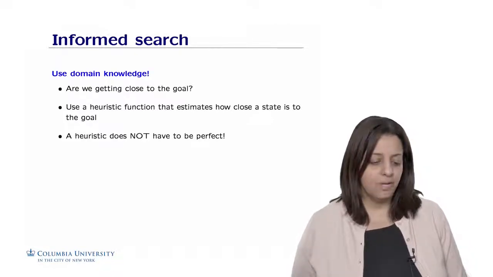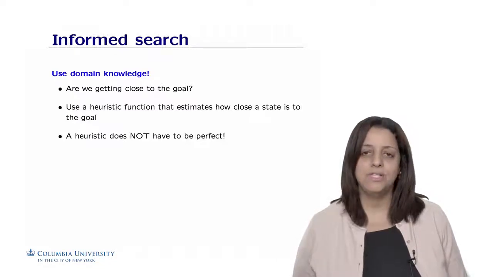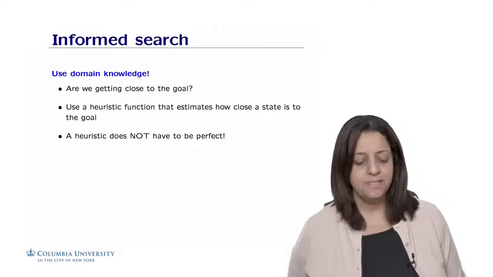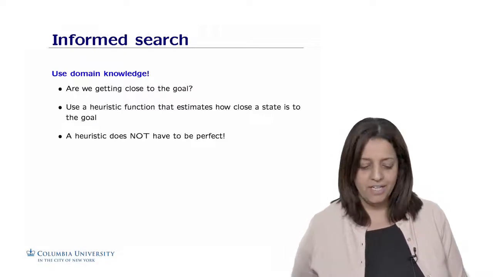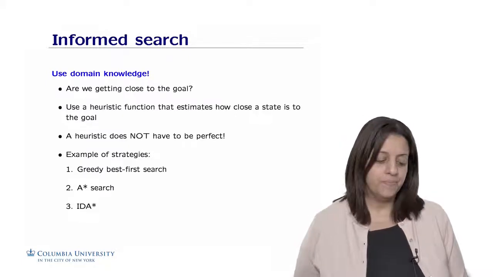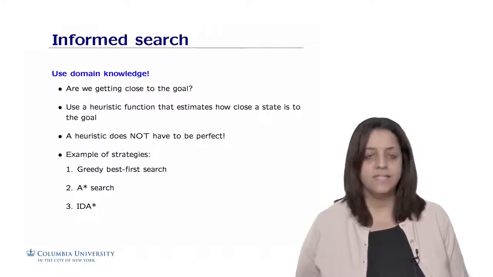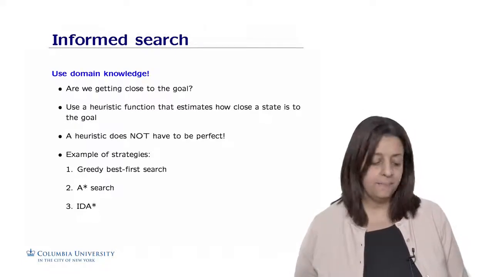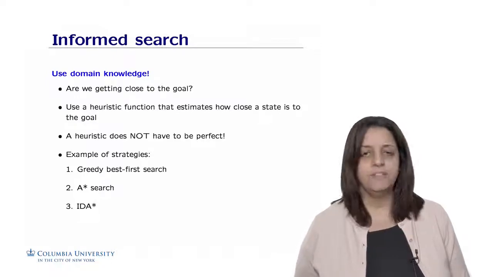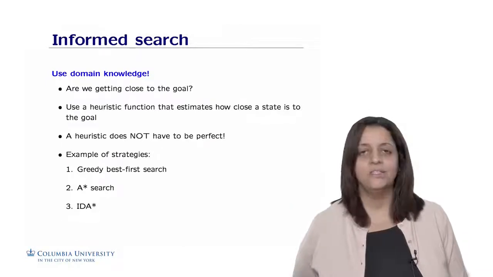To respond to this question, we could use what we call a heuristic function that estimates how close a state is to the goal. A heuristic is not a perfect measure, but it doesn't have to be perfect. However, it turns out that it can be very useful for search. Examples of strategies include greedy best first search and A-star search, which we are going to see today. There are also other extensions such as IDA*, which is iterative deepening A-star, a variant of A-star, to do the search based on the heuristics.